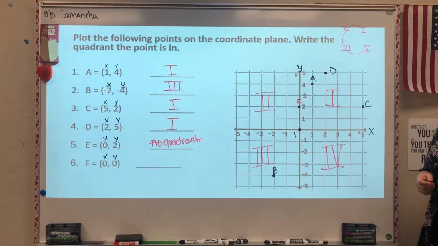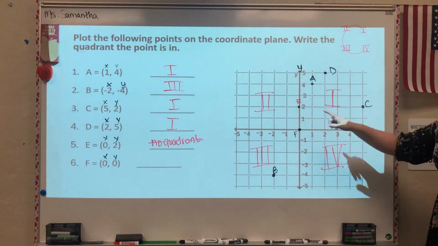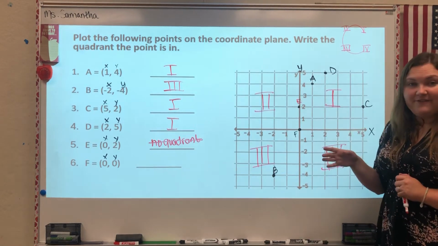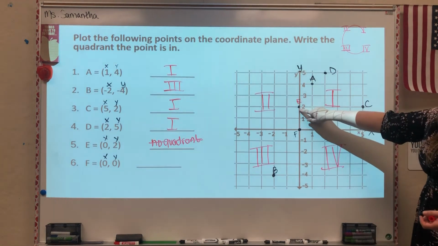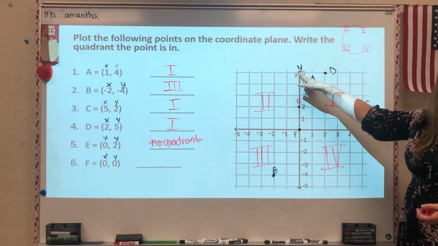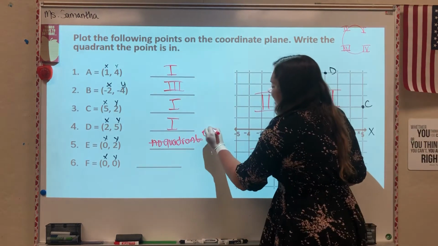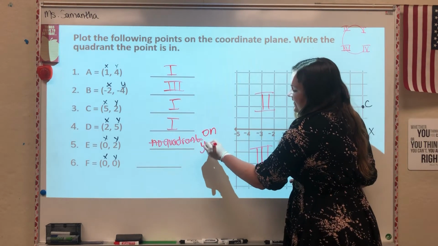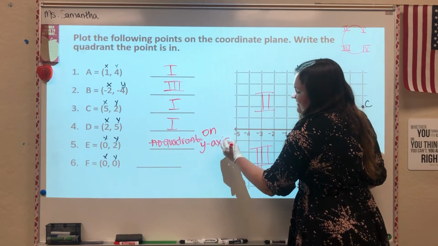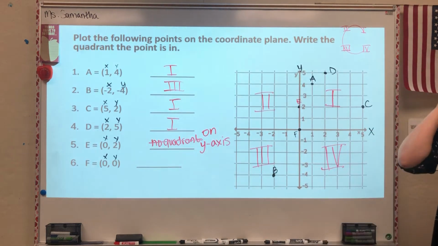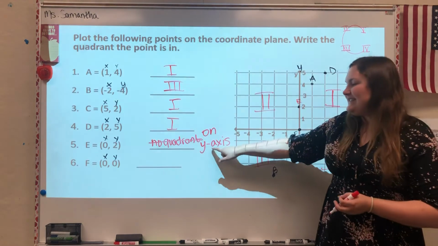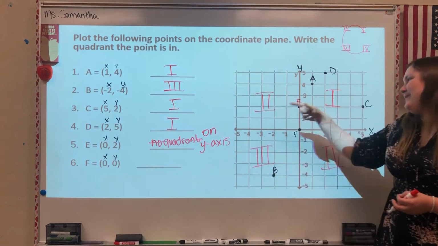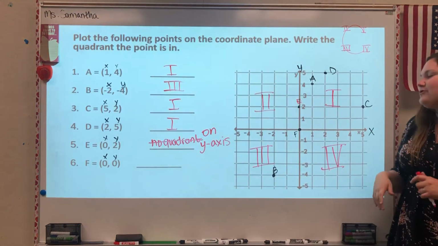Do you know where I would say? Well, we said earlier it's in the middle of the graph. To be more specific and to use a vocabulary word, I could say this point is on our y-axis. So I'm going to say over here, point E is on the y-axis. If I asked you to describe where the point is, it would make more sense to say this because you can't describe it as being in a quadrant.